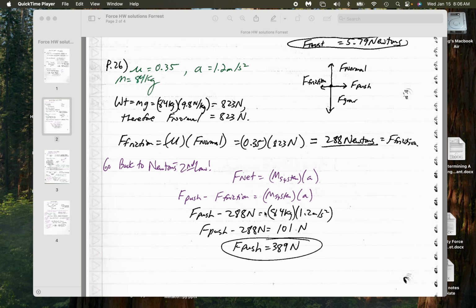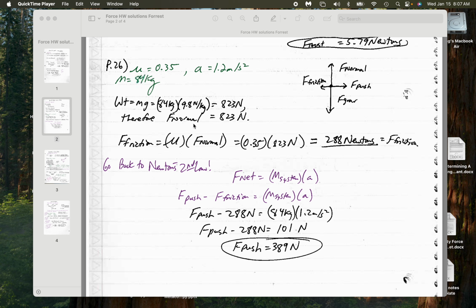For problem 26, again, I drew a free body diagram here. Friction, push, normal, and gravity. First thing I'm going to do is figure out the gravitational force, which is 823. That's m times g again. Therefore, on a level surface, the normal force, also 823 newtons.